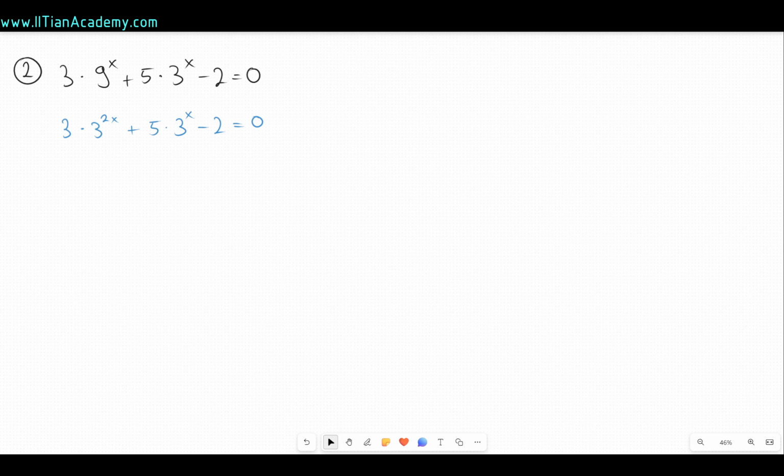So if we say some number, let's say a is equal to 3 to the x, then a squared will be 3 to the 2x. And so we can make these substitutions into our quadratic. So this will be 3a squared plus 5a minus 2 is equal to 0. And what we need to do now is factor this quadratic.